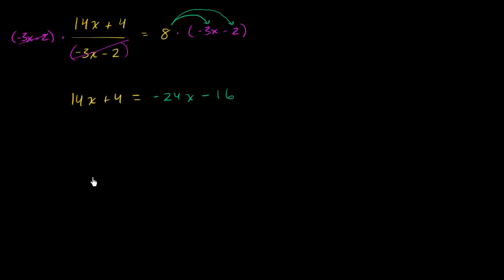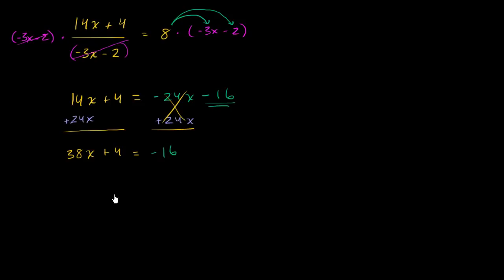So the first thing I want to do, let's say we want to put all of our x terms on the left-hand side. So I want to get rid of this -24x right over here. The best way to do that, I'm going to add 24x to the right-hand side. I can't just do it to the right-hand side, I have to also do it to the left-hand side. And so I am left with, on the left-hand side, 14x + 24x is 38x, and then I have the + 4, is equal to, well, -24x + 24x. Those cancel each other out, and we are left with just the -16.